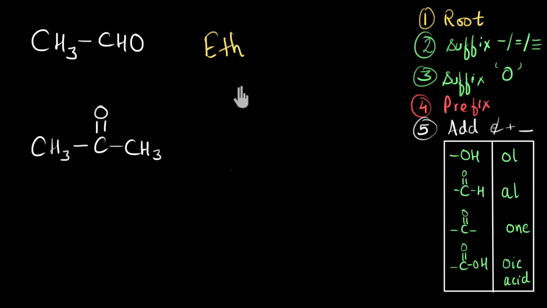Eth. Now the next step is to find out the suffix for single, double or triple bonds. So here I see that both the carbon atoms are connected by a single bond. That means the carbon chain belongs to the alkane family. And for that, we use the suffix ane.